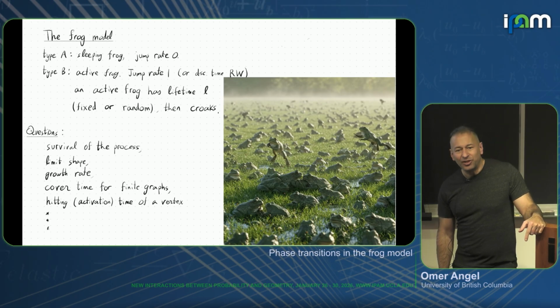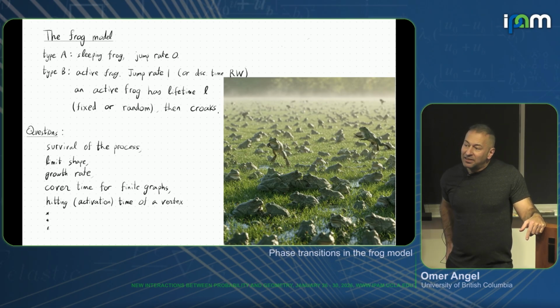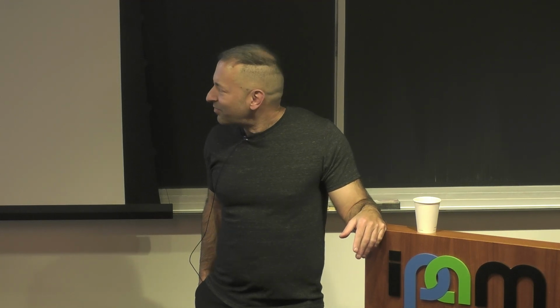So you can do this in continuous time or discrete time. Nothing that I'm going to say today is too dependent on whether it's discrete or continuous. I'll talk about continuous time, but everything translates if you really prefer discrete time. So the active frogs perform a random walk, just a simple random walk on the graph.